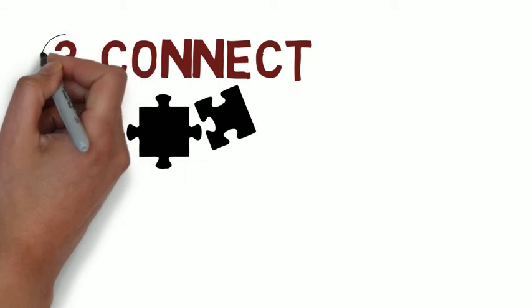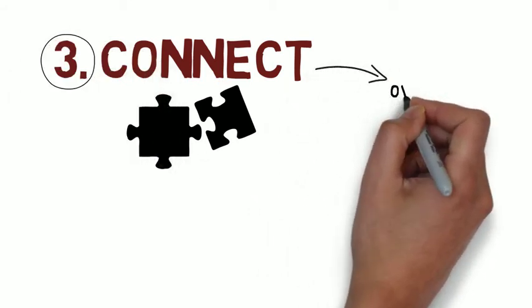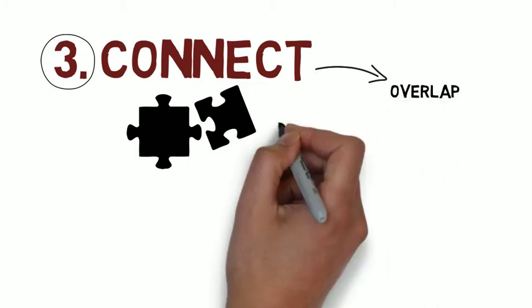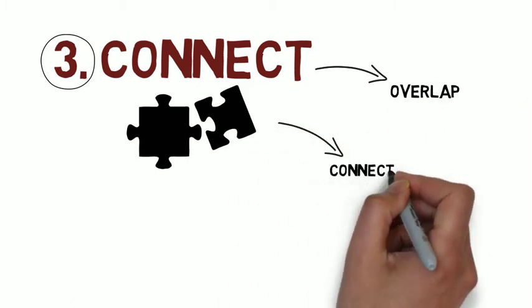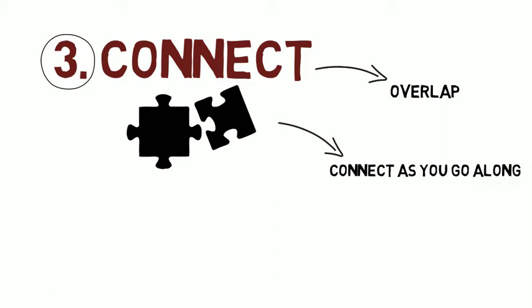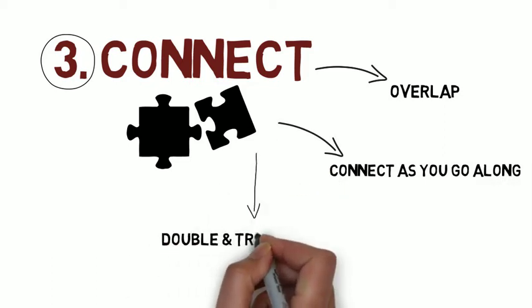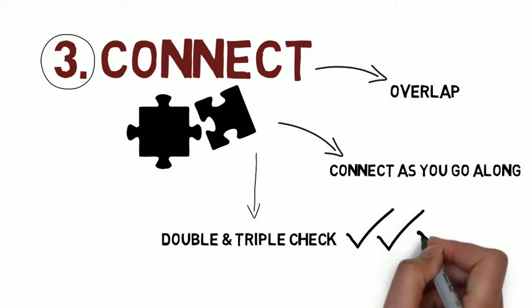The third and last rule of designing paper cuts is to make sure everything is connected by overlapping the parts of the design. It's always best to connect the elements of the design as you go along. Double and triple check the design before you get ready to cut it.